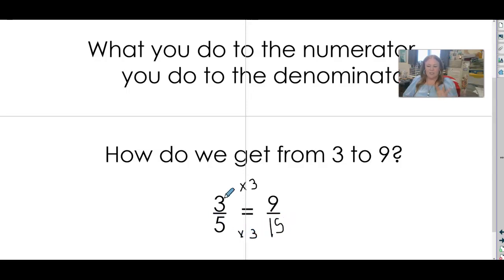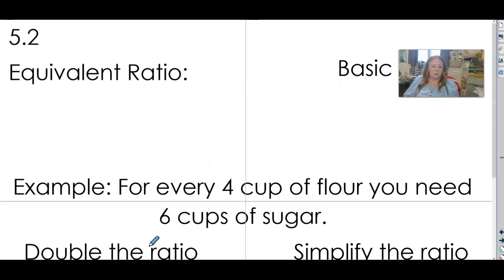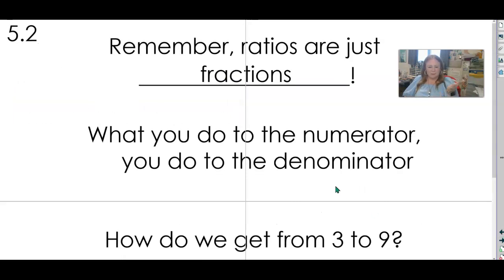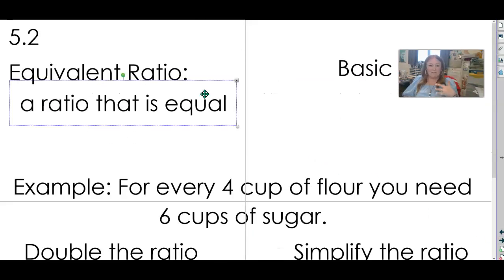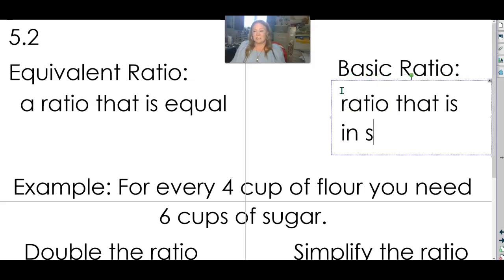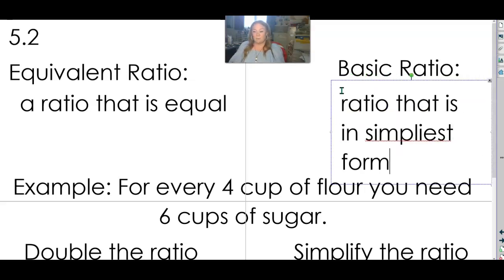So if we have a ratio of 3 blue marbles to 5 green ones, and we continue at that same ratio, we could also have 9 blue ones and 15 green ones, and we have that same ratio there. So an equivalent ratio is a ratio that is equal, right? 3/5 was the same as 9/15. Those are equivalent ratios. If we have a basic ratio, that is a ratio that is in simplest form.